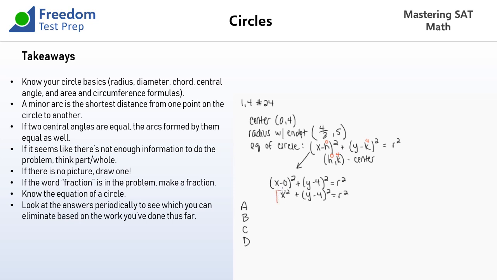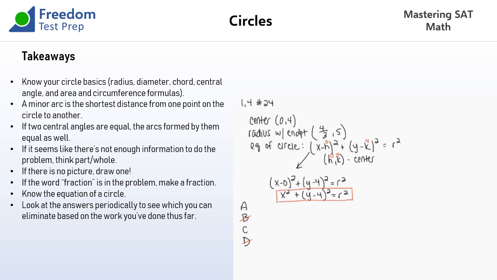We're looking for an answer that looks somewhat like this. Every answer has x squared, so that's not going to help us. But then we get to the y's, and some of them are y minus 4, and some of them are y plus 4. Well, we want the y minus 4. So we can get rid of b and d, which have y plus 4.